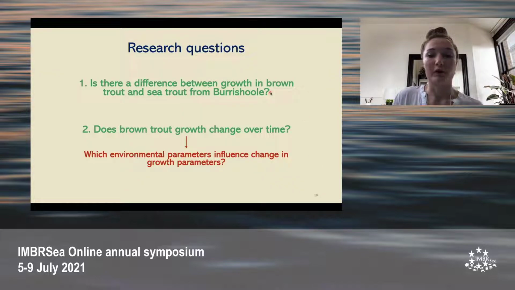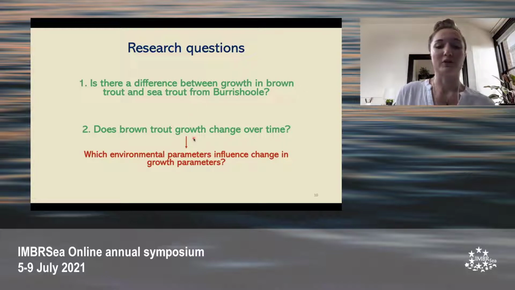So the first research question could be answered, yes. There was a difference between growth in brown trout and sea trout. This has been from a lower significance rate, but it has been different. And what could have been a driving factor is the genetic similarity between brown trout and sea trout, since they're coming from the same population and interbreeding might occur.